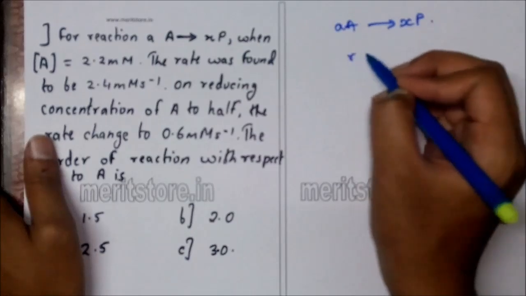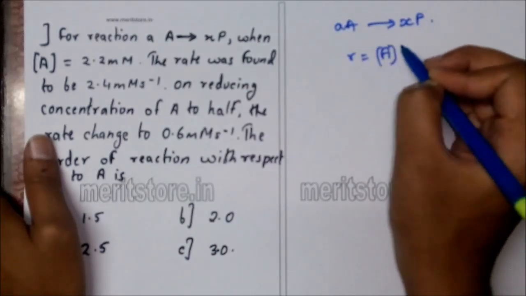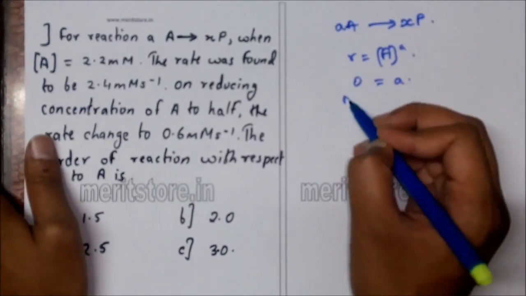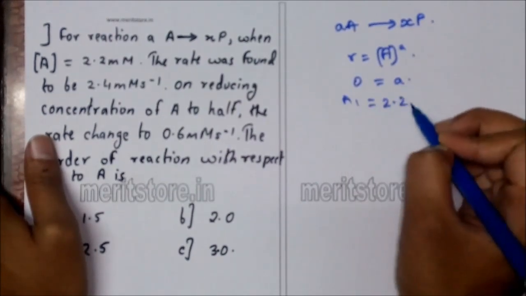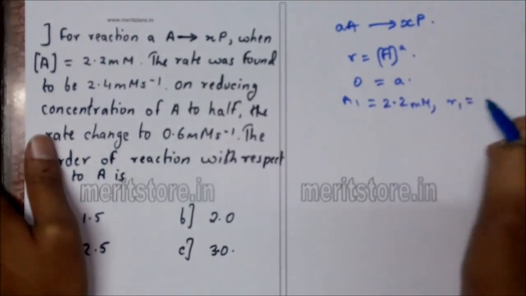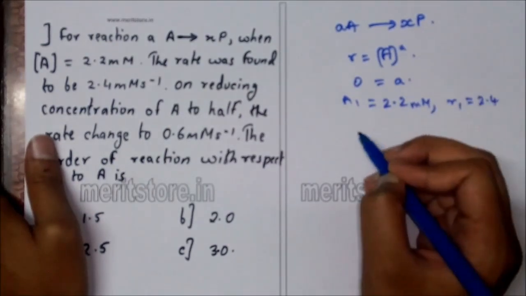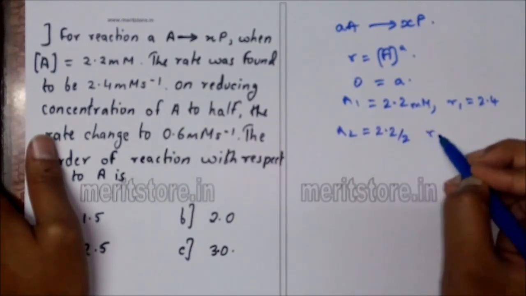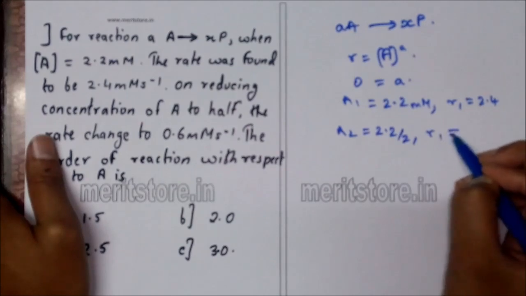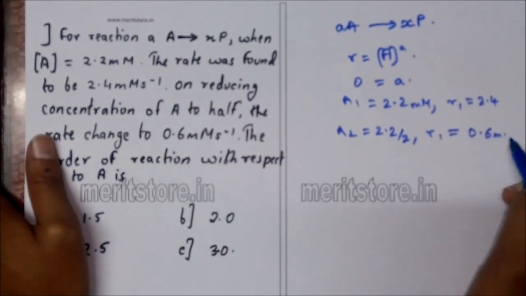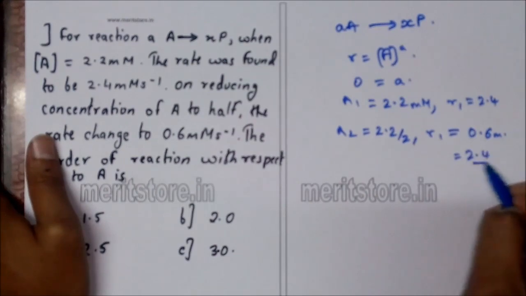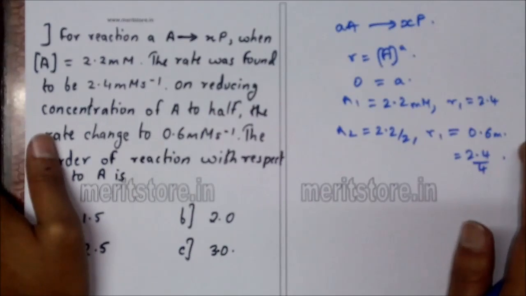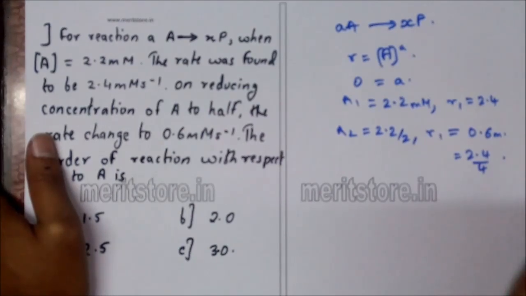So the rate of the reaction is A raised to a. The order of the reaction is a. A1 is equal to 2.2 millimoles. R1 will be 2.4 millimole per second. A2 is equal to 2.2 divided by 2, and R1 will change to 0.6 millimole, or 2.4 upon 4. On reducing the concentration of A to half, the rate of the reaction is decreased by 4 times.